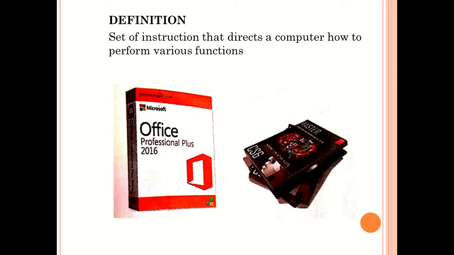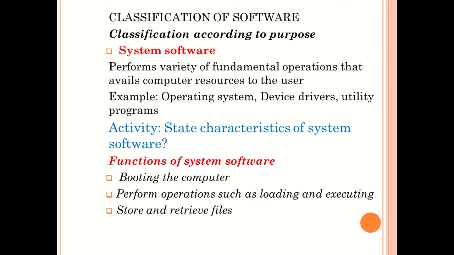If you want to store data in a certain device, you need a computer instruction for it to be able to insert data in that device. Now, going further, talking about software, we have classifications of software. The first classification is classification according to purpose. Under classification by purpose, we are going to talk about system software. System software performs a wide variety of fundamental operations that unveil the computer resources to the user.